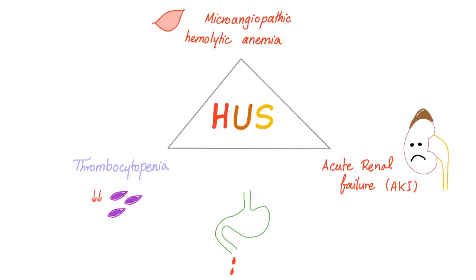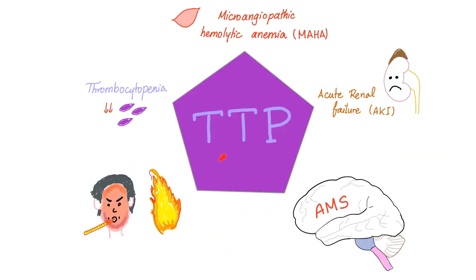Let's review. HUS in a nutshell. It's a triangle. It's a triad of microangiopathic hemolytic anemia, thrombocytopenia, and acute renal failure. Remember the bloody diarrhea because of the E. coli. TTP is a pentad, a pentagon, but please note there is no bloody diarrhea in TTP. What are the 5 symptoms? Microangiopathic hemolytic anemia, thrombocytopenia, acute renal failure. Same 3. And then you add 2. Fever and neurological symptoms, usually altered mental status.